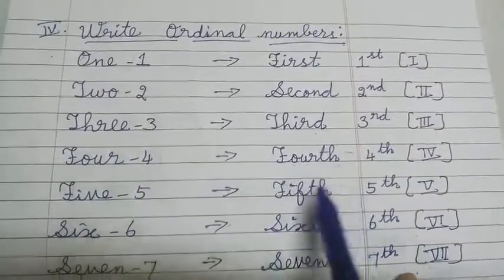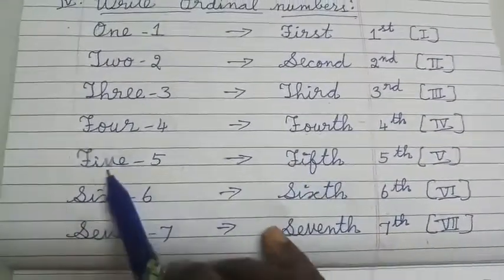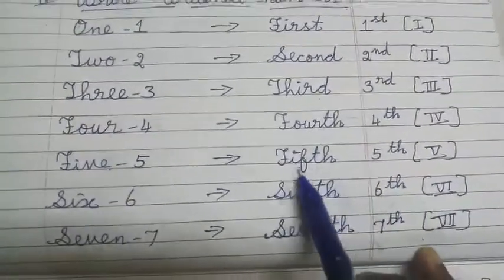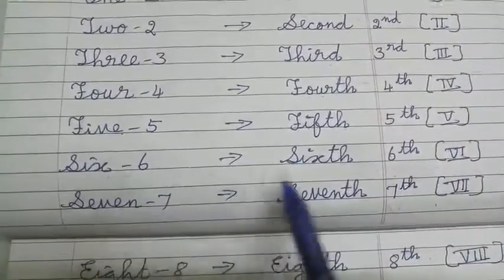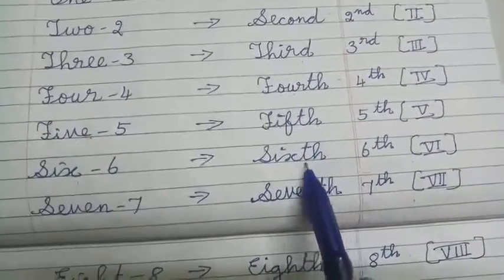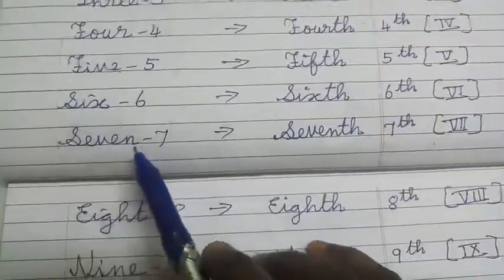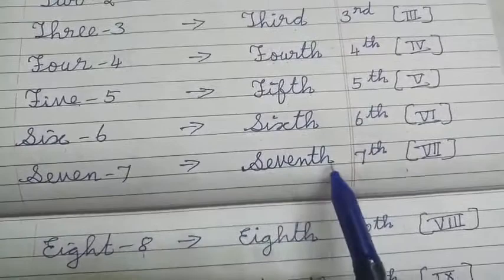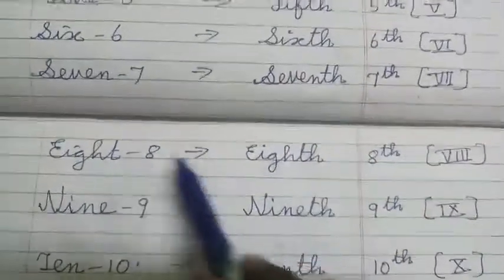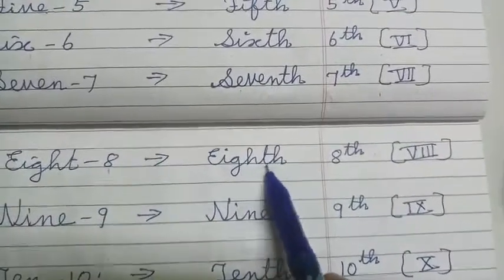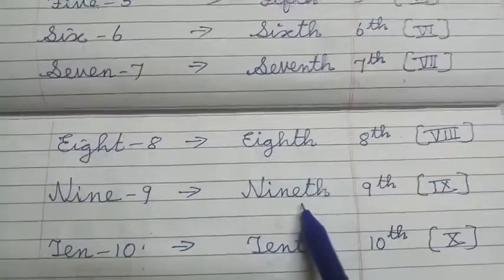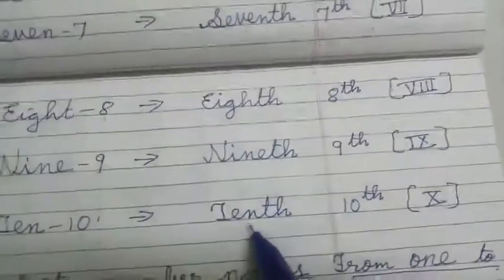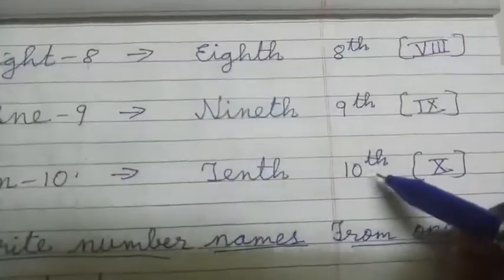After that, F-O-U-R, 4, T-H, fourth. This will change. F-I-V-E is here, but here it is F-I-F-T-H, fifth. Then the next ones are the same thing. S-I-X, adding T-H, sixth. S-E-V-E-N, 7, T-H, seventh. Okay. 8, E-I-G-H-T. Here see, only adding H, eighth. 9, N-I-N-E-T-H, ninth. T-E-N-T-H, tenth.